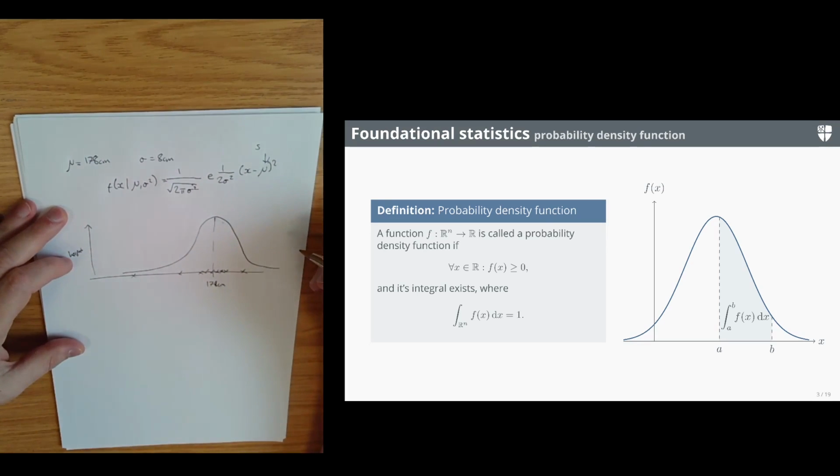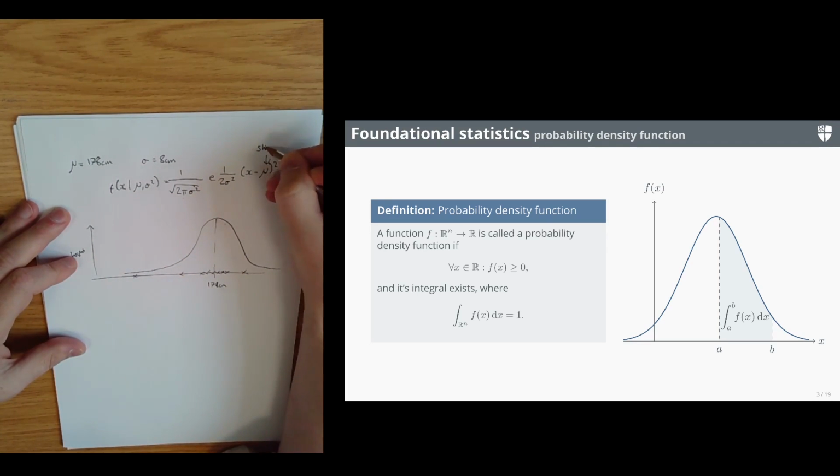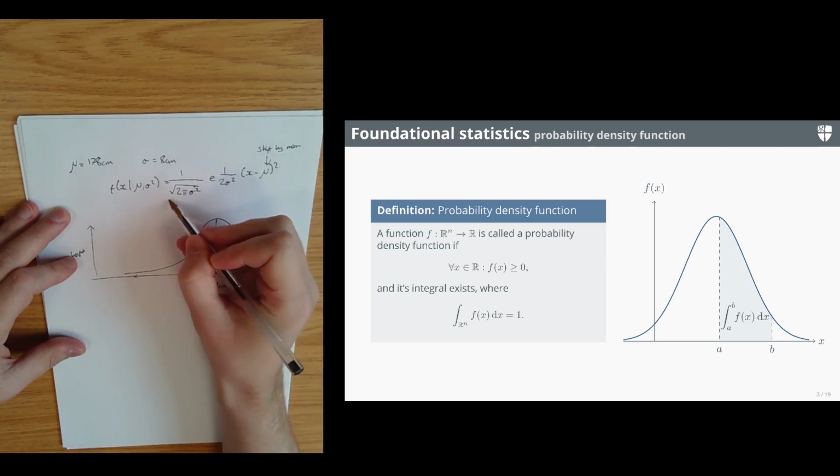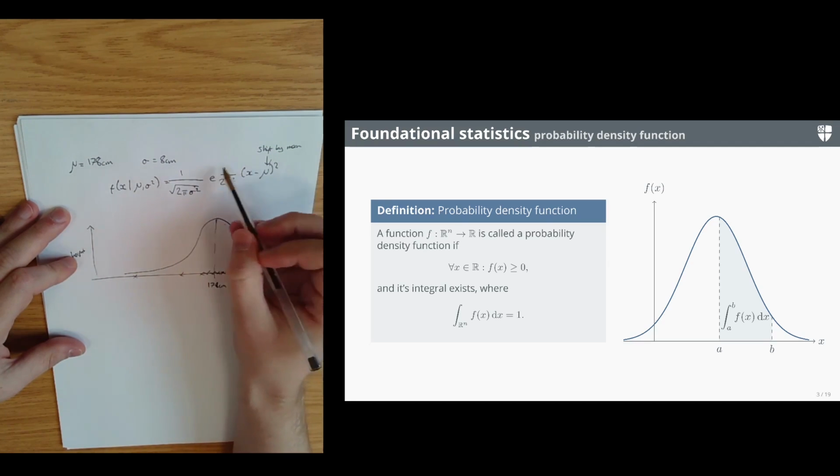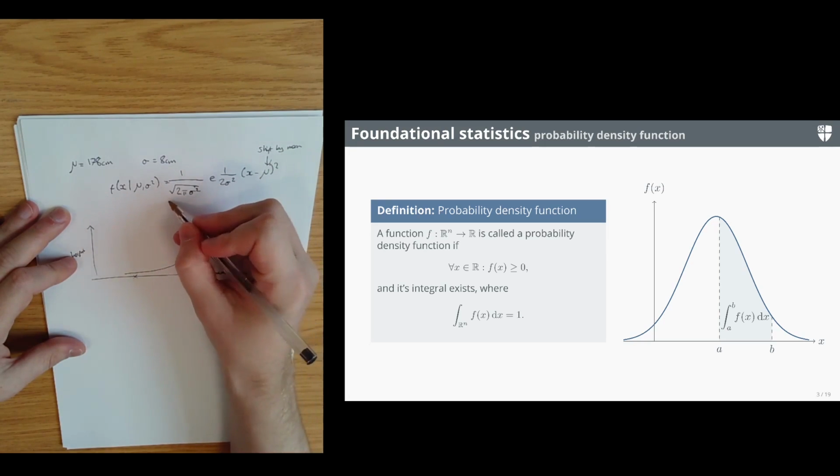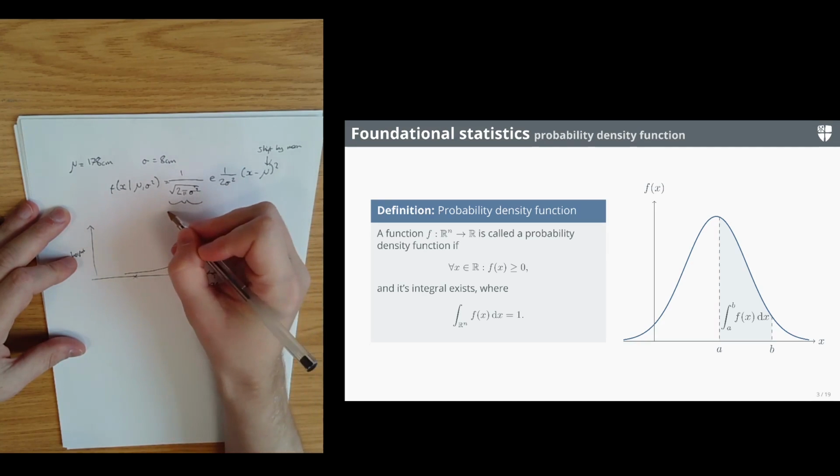Shift by the mean, and then you very commonly see some 1 over term before the actual function here, and this just ensures that the whole function integrates to 1. So this is the normalizing constant.